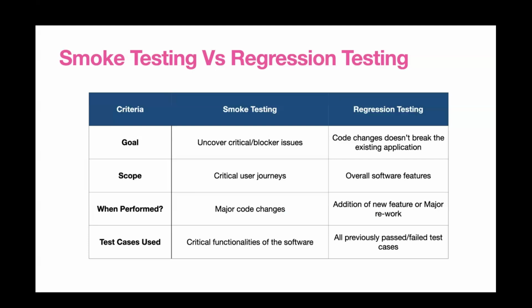Smoke testing and regression testing go hand in hand in the software testing phase. Smoke testing should be performed on the build to verify that the critical functionalities of the software are working correctly before diving deep into the regression test.